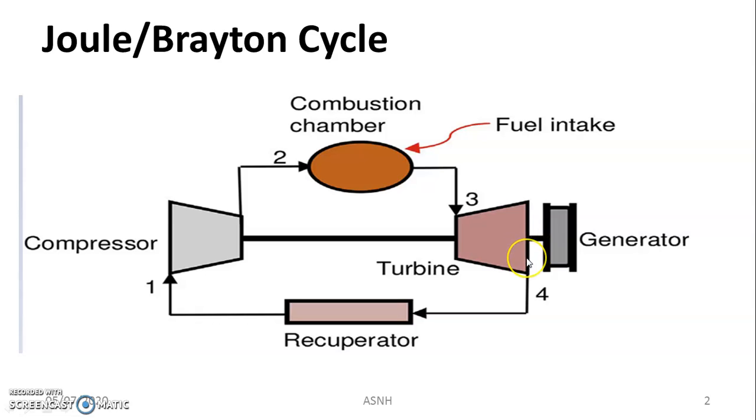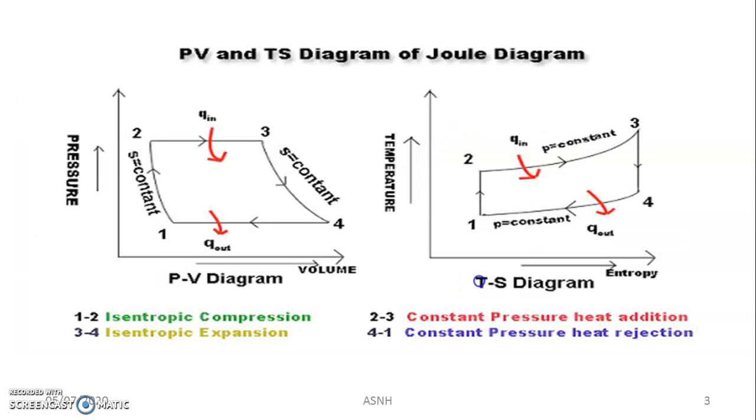Similarly, whatever gases remain after the expansion process in the gas turbine again enter the compressor through the recuperator. The main function of the recuperator is to cool or treat those gases before entering the compressor, and this cycle repeats itself. So this is the closed type Brayton or Joule cycle.